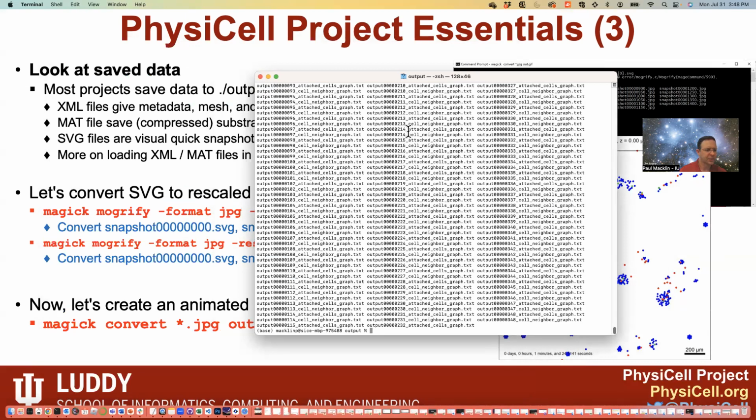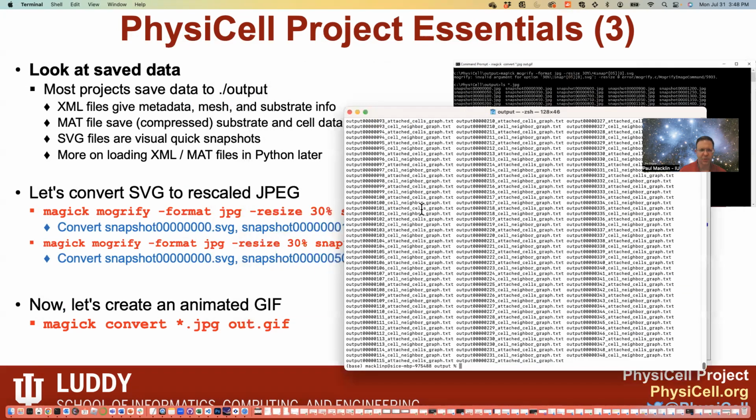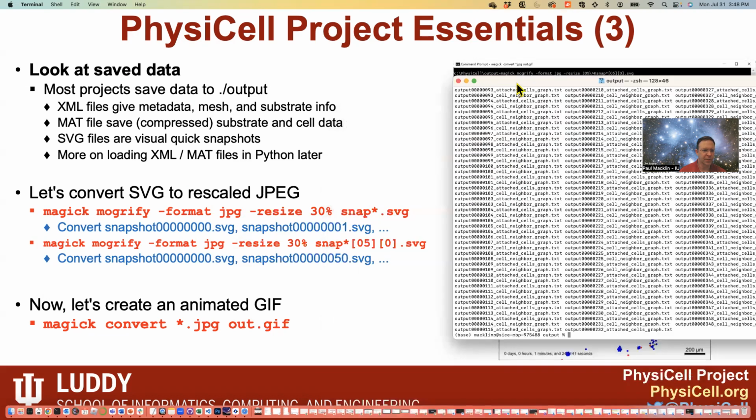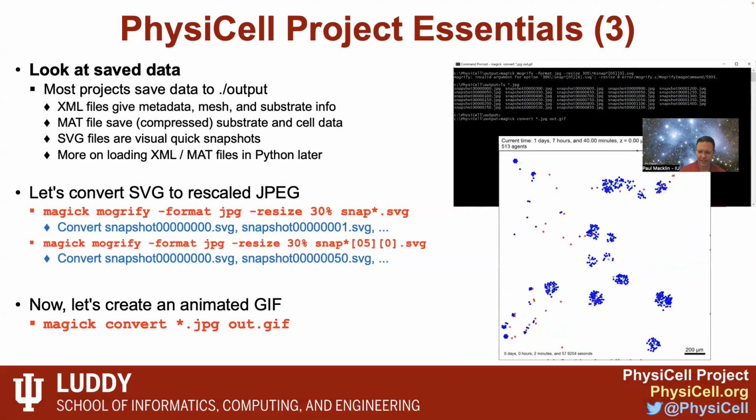So one nice thing to know about now is we have all these SVG files. You may want to do things like create JPEGs, which are a little bit smaller than SVGs. If you have ImageMagick installed, you can use mogrify to script these. You can reformat them to JPEG, maybe resize them down by 30%, and work on all the snapshot files or some of them, and it will downsize them. Then you might want to convert those JPEGs into an animated GIF. That can be quite handy. So here's an example of doing that.